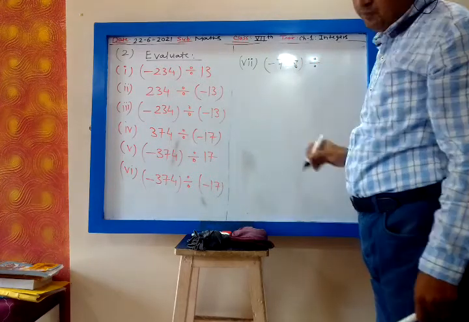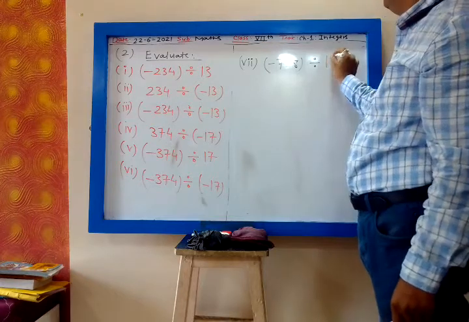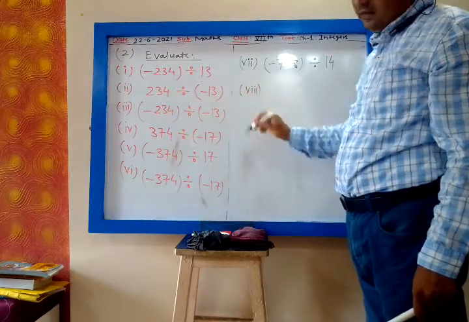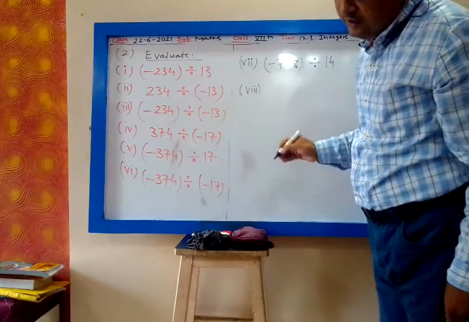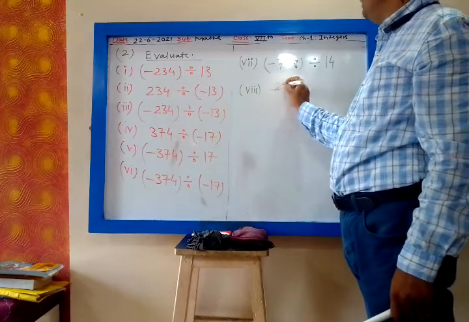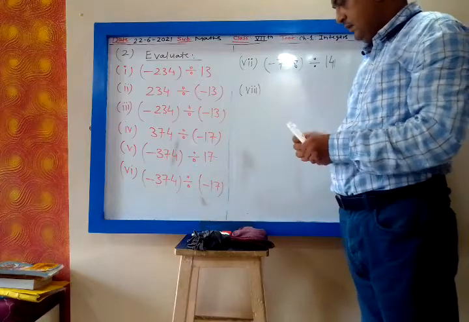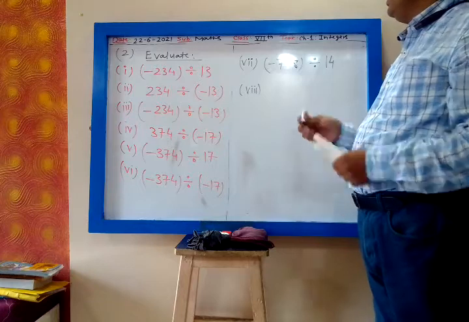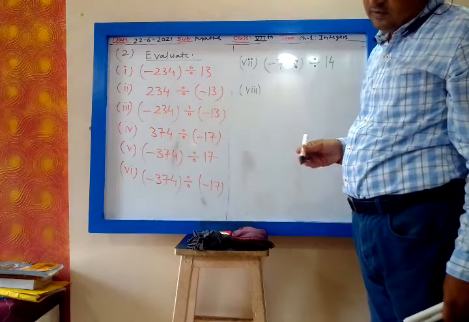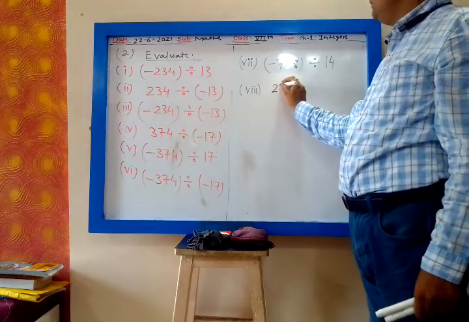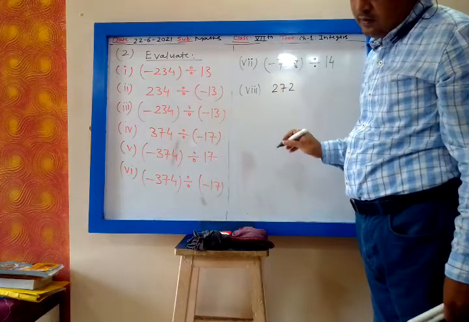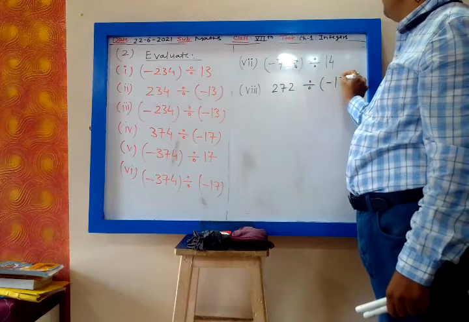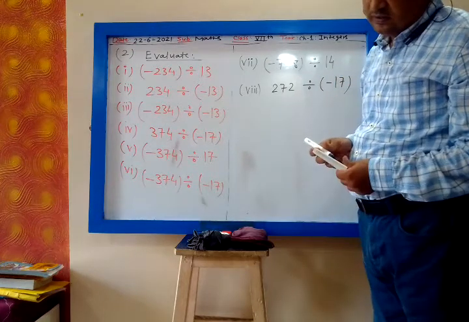7, minus 728 divided by 14, then 8, 272. Sixth is minus 374 divided by minus 17. Then 8th is 272 divided by minus 17. That's all.